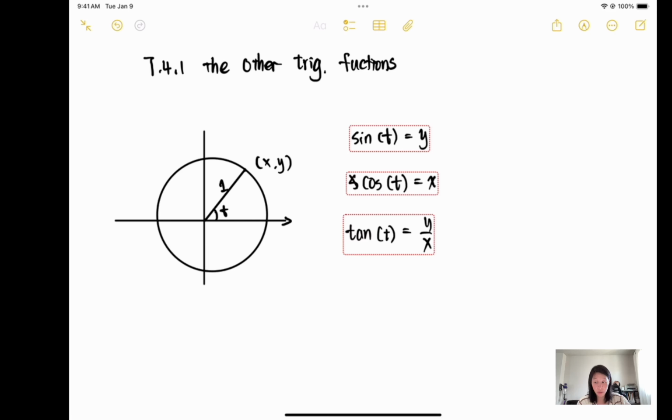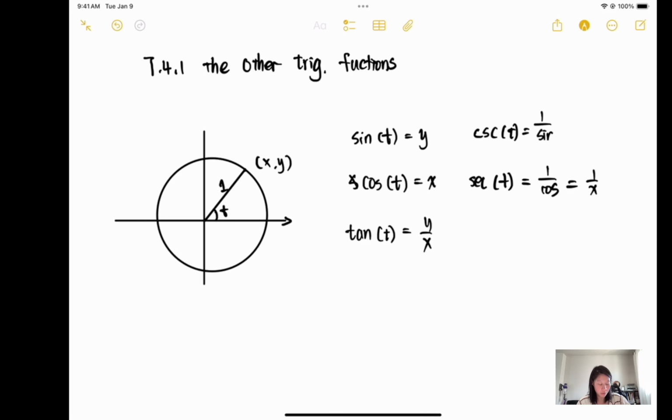And then we have our secant, cosecant, and cotangent. Secant is the reciprocal of cosine, so by definition it's equal to 1 over cosine t, which is 1 over x. Similarly, cosecant t is the reciprocal of sine, so the value of cosecant t is equal to 1 over y. And the cotangent is the reciprocal of tangent, which is equal to x over y.